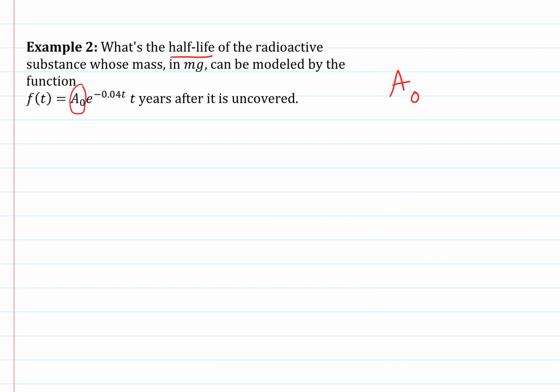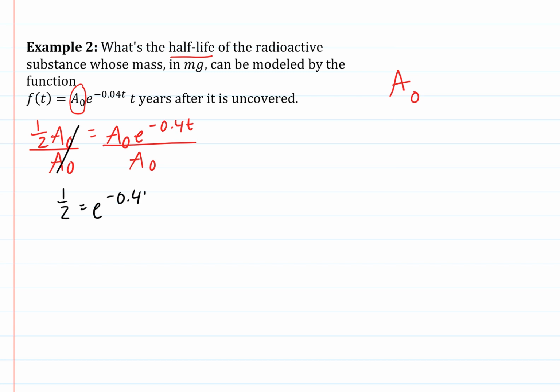So if we started with some amount A naught, we want to end up with half of A naught, whatever that may be. And again, we've just got an exponential equation at this point, which we can solve by isolating the base. In this case, the A naughts will cancel out, so we're just left with 1/2 equals e to the negative 0.4t. Since we have the base alone, we can convert into a logarithmic equation, and then isolate the variable.